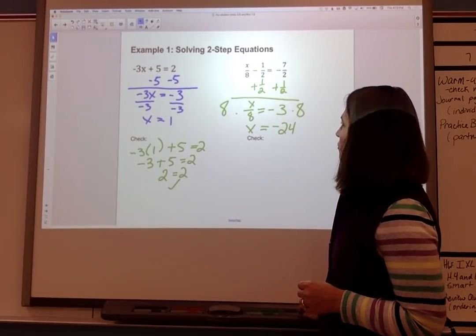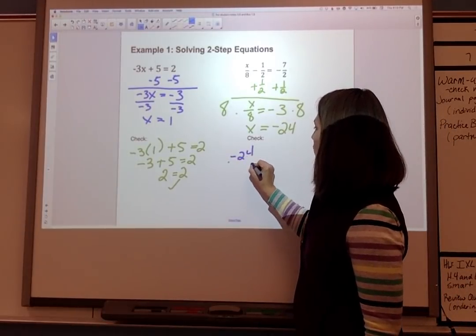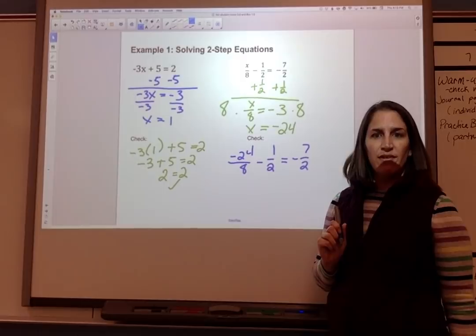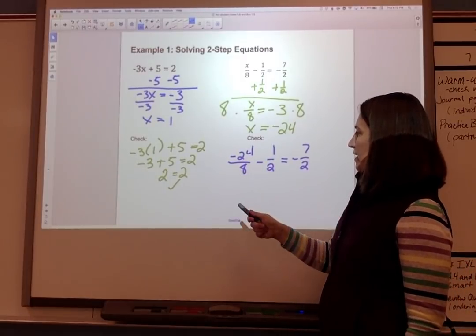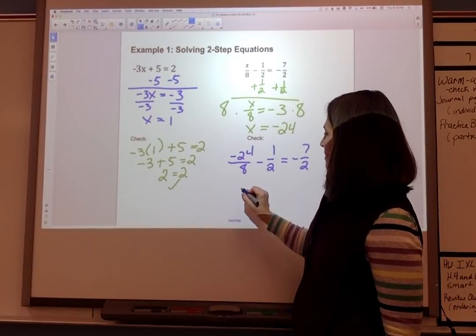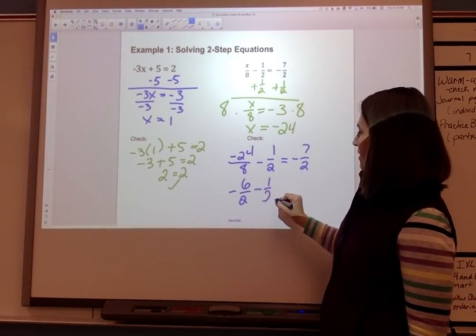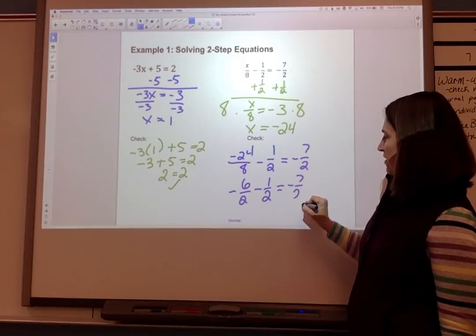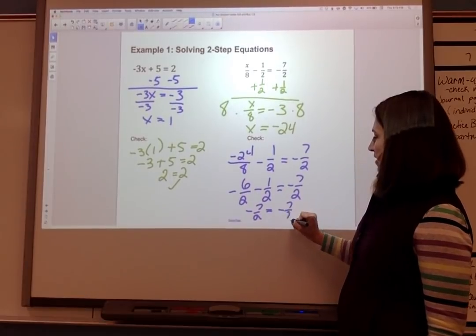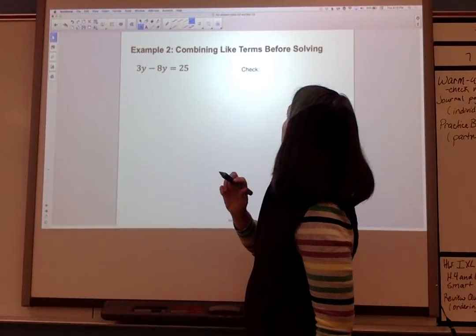Let's go ahead and check our solution by putting negative 24 back into our equation. Negative 24 over 8 minus 1/2 equals negative 7/2. We can reduce this negative 24 over 8 by dividing both by 4, the numerator and the denominator. So we have negative 6/2 minus 1/2 equals negative 7/2. That gives us negative 7/2 equals negative 7/2. So we got it. All right, let's look at our next example.